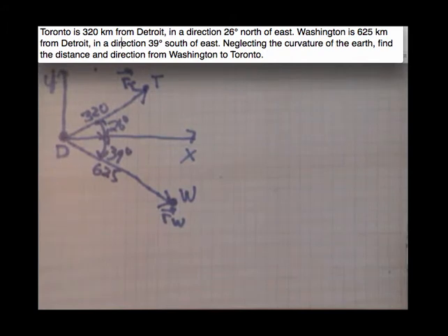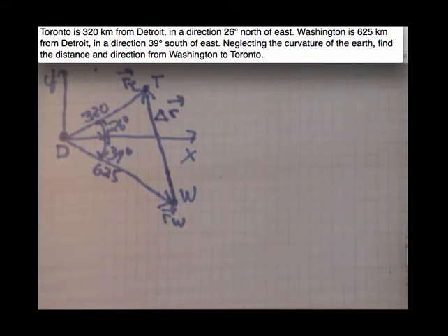Okay. And we're asked to deduce information about the relative position of Washington and Toronto. So we're asked, if you start in Washington and take a trip to Toronto, how far do you have to go and in what direction do you have to head? In this drawing, what I'm really being asked about is the displacement vector that connects Washington to Toronto. This vector that I've just drawn represents a change in position. It's the displacement if you start in Washington and end up in Toronto. So I'm going to call that vector delta r, and we're really being asked in this problem to calculate delta r.